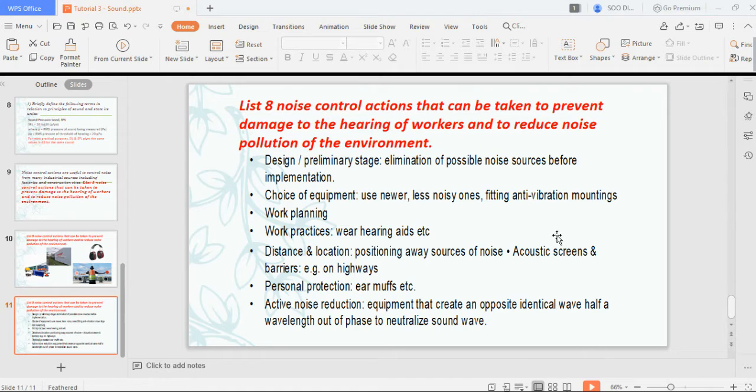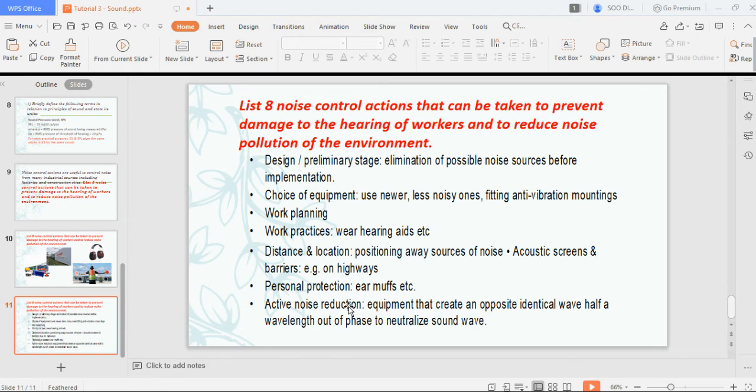For areas where you have to work near noise, in a very noisy environment, you can use an acoustic screen to reduce the sound from spreading all over the area. Either that or you have a barrier. The seventh one is the PPE, your personal protective equipment, so you wear ear muffs. It is about the same as the work practice.